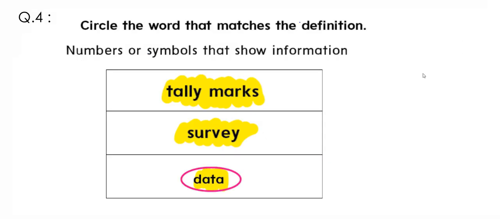Now, circle the word that matches the definition. Numbers are symbols that show information. What shows information in a chart or a graph? Data is what shows the information using numbers or symbols.